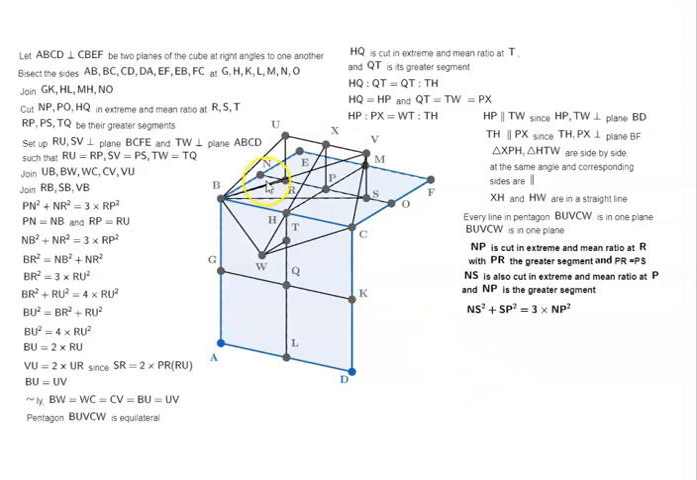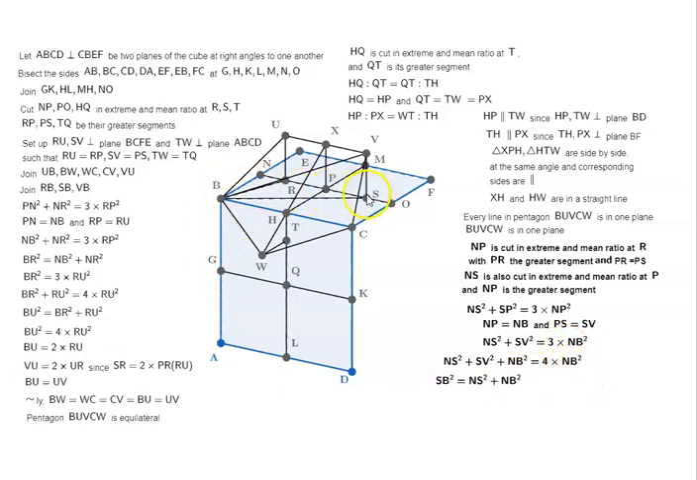So that means the square on NS plus the square on SP is equal to 3 times NP square. And NP is equal to NB and PS is equal to SV. So NS square plus SP square is equal to 3 times NB square. Now let's add NB square to both the sides. We get NS square plus SV square plus NB square is equal to 4 times NB square.